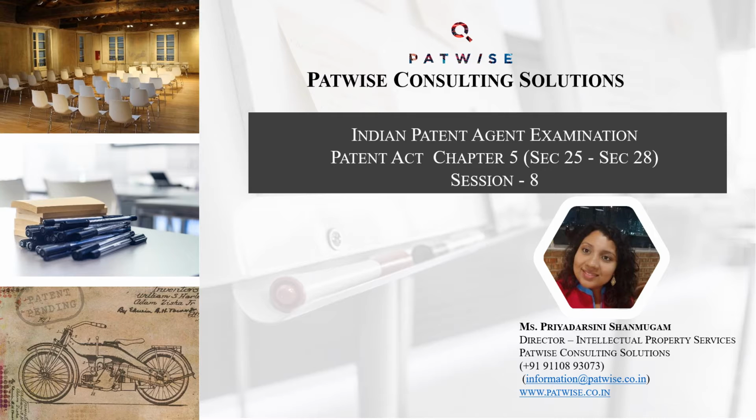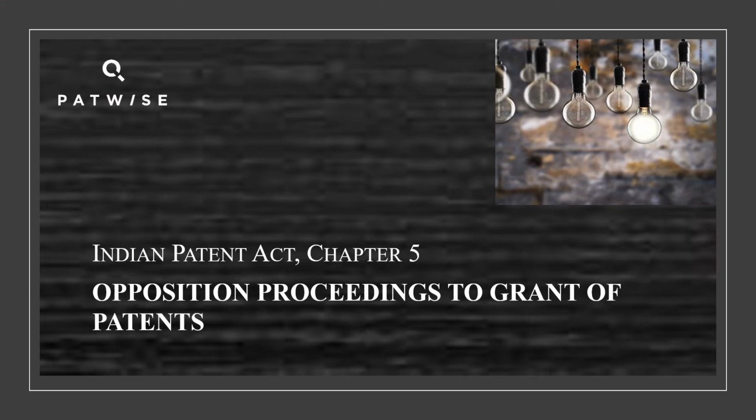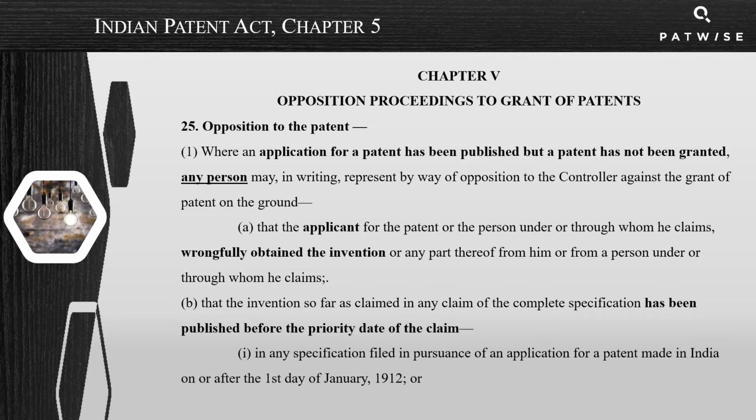Today we will look at the Indian Patent Act 1970, Chapter 5. Opposition Proceedings to Grant of Patent. The Indian Patent Act 1970 via Chapter 5 provides a provision for the public to oppose any patent that the public feels has not complied with the sections or requirements of this Act.